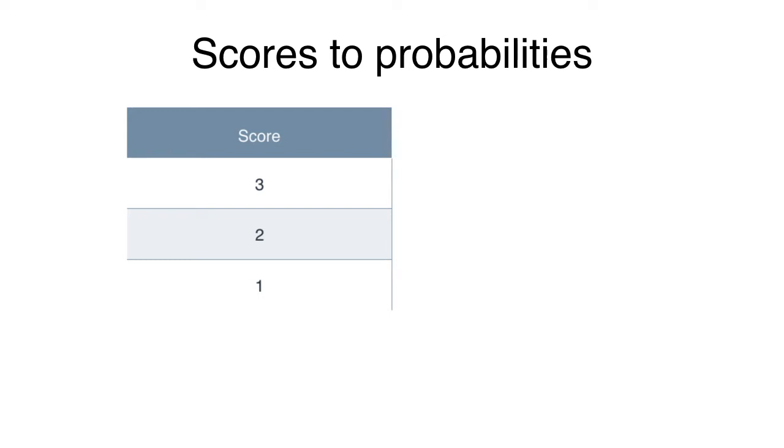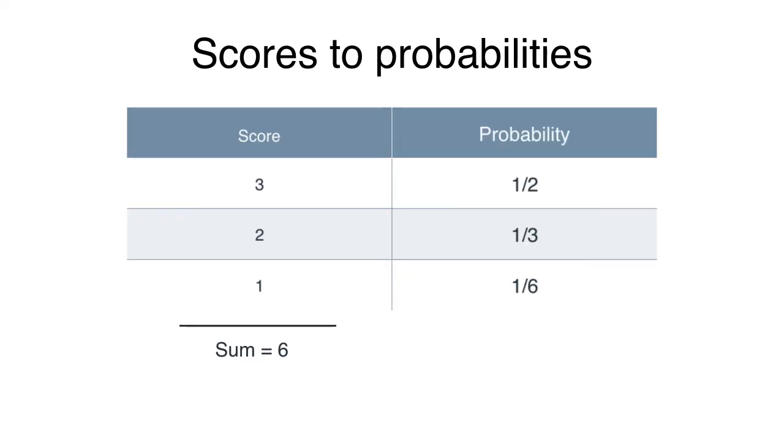How do we do this? Well, their sum is 6, so if we divide all of them by 6, we get 1/2, 1/3, and 1/6, which now add to 1. And notice that they do satisfy that the higher the score, the higher the probability. Now, does this work all the time?